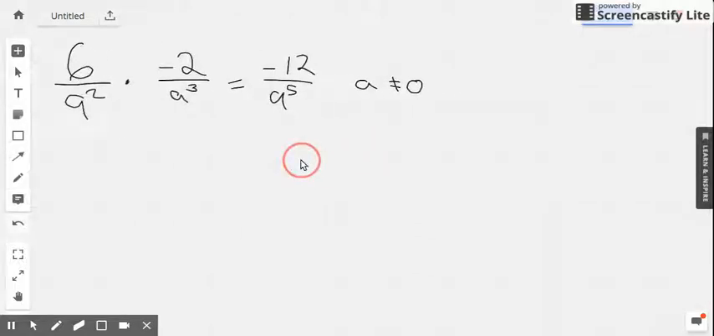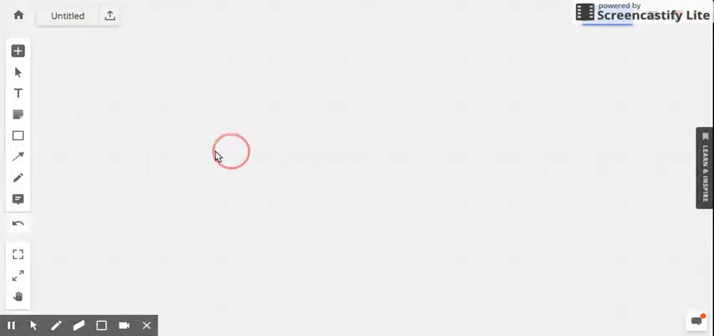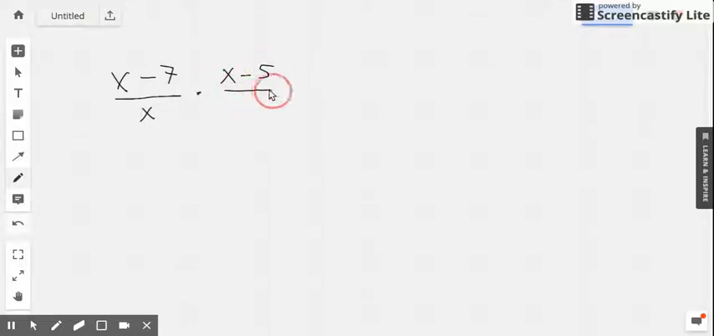Let's look at another example. X minus 7 divided by x times x minus 5 divided by x plus 3. Again, we're just going to multiply across the top, multiply across the bottom.